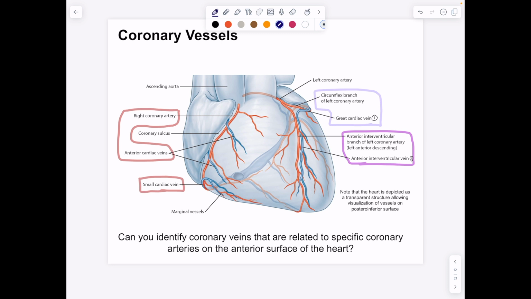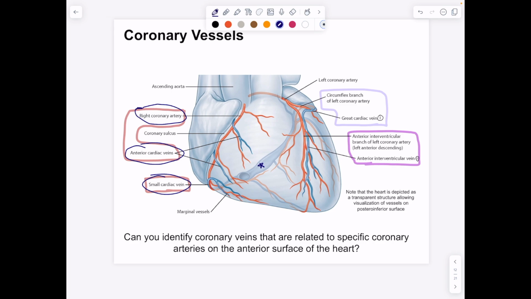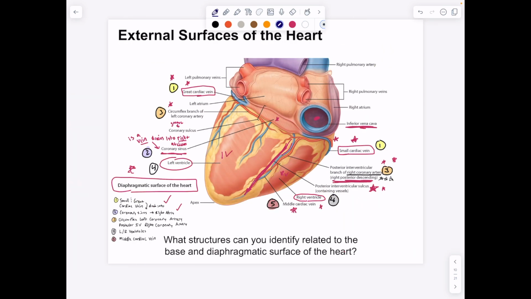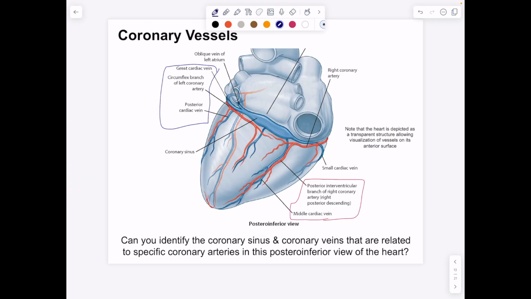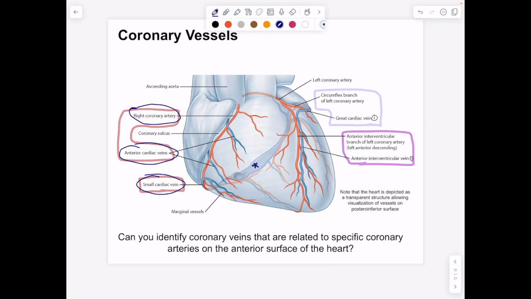Okay, on the back, can you identify coronary veins that are related to the specific coronary arteries on the interior side of the heart? Well, we have the right coronary artery, and then the veins that go with it. We have the anterior cardiac veins, and then we have that small cardiac vein as well. And the small cardiac vein is draining into the coronary sinus on the back. Okay, and the anterior cardiac veins are going to go directly into the right atrium.